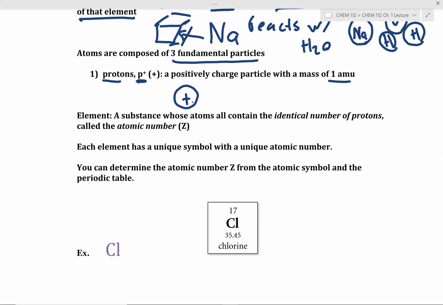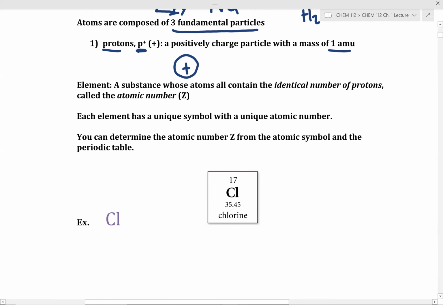Okay, now, using this idea of protons, we can develop a more useful definition of an element. We can also think of an element as a substance whose atoms all contain the identical number of protons. And one way that we express the number of protons is using the number called the atomic number Z. So the atomic number Z represents the number of protons. So all atoms of the same element have the same atomic number.